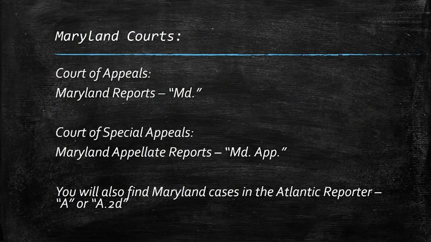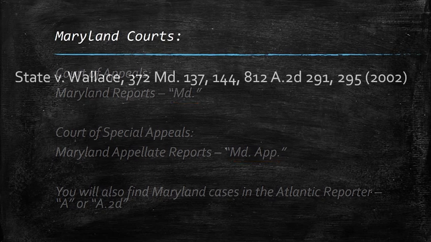Now what about Maryland? Well, for the Maryland Court of Appeals, you have the Maryland Reports, and that is going to be Md. So if you see an Md. in the middle, you know it is a Maryland Court of Appeals opinion. And then you have the Maryland Appellate Reports. So if you see Md. App., you know it is a Court of Special Appeals opinion. You can also find Maryland cases in the Atlantic Reporter. So if you see an A., that means it's one of either the Court of Appeals or the Court of Special Appeals, or one of several other states, because the Atlantic Reporter reports on a number of different states.